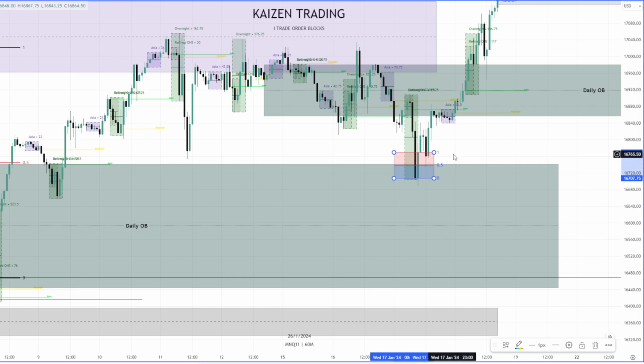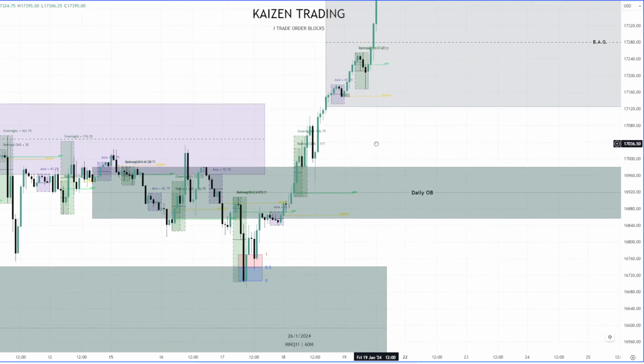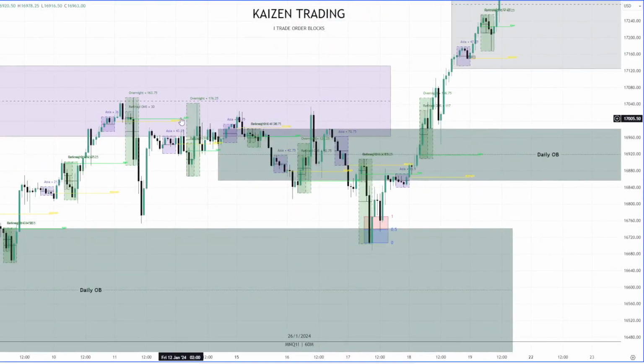What is this area? That's a BPR. That's all that is. It's a balanced price range. That went down into an order block. Oh man, another 50% entry with almost zero drawdown. And that's what starts the move out of this area of consolidation after it hit a daily order block.